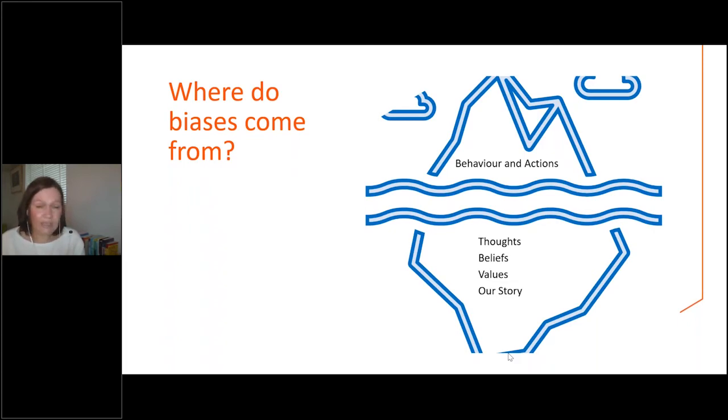Now, keep making notes in your workbook. There's an activity 2 there for you to start to think about. But if all these things are beneath the surface, that's absolutely great. And it's what makes us individuals.